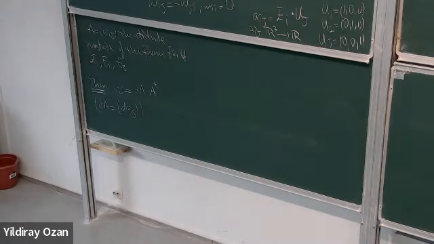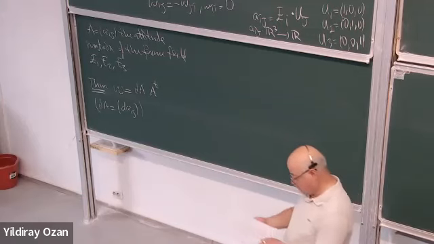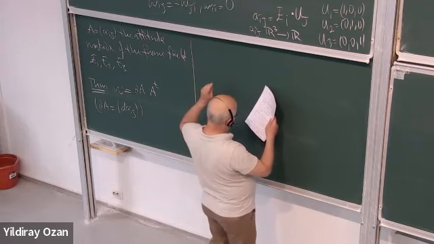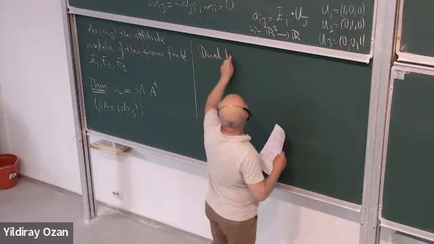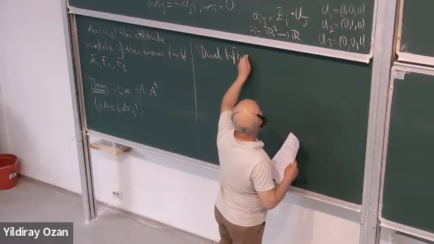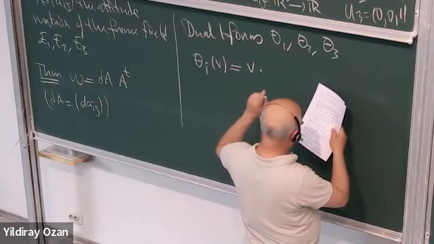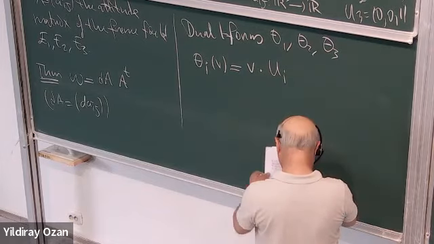What else did we do? We had structural equations, but first we defined so-called dual one-forms, theta one, theta two, and theta three. What are these? Theta i is just v dot ui, ui being the natural frame elements.